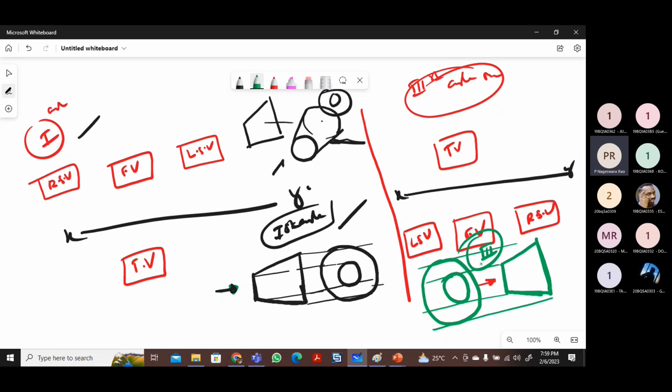So that is the indication for the third angle projection symbol. So you have to remember these two things.